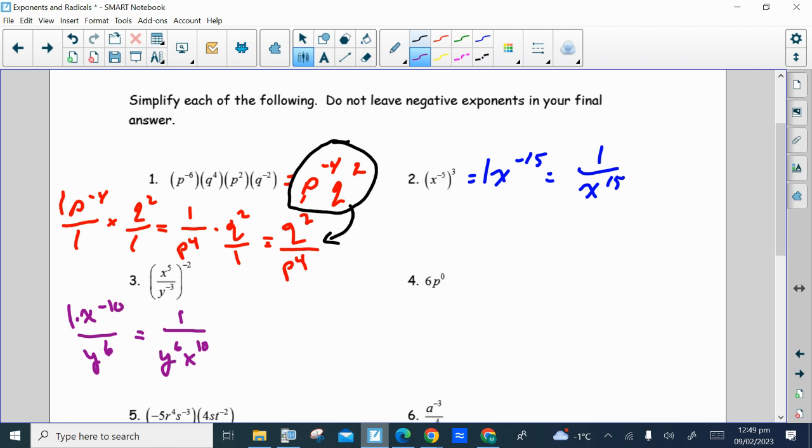Number 4. What do you think the answer to number 4 is? 1? Remember, this is the same thing as 6 times p to the 0. The power 0 applies to the p only, not the 6. So it's 6, because the 0 applies only to the p. P to the 0 is 1 times 6 gives you an answer of 6.